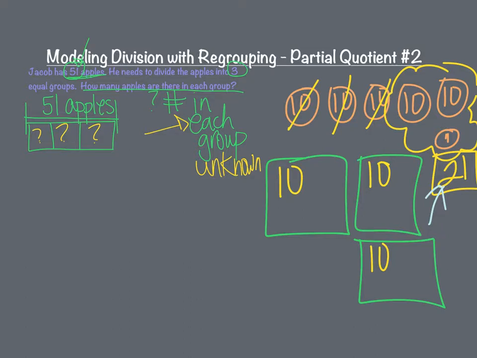The 10 was easy because I had enough 10s to put 1 in each box. But 21, I can't put a 10 and a 10 and then throw this 1 down here. It's not going to work. I have to go back to my multiples, and I know I'm going to use 3 because there were 3 groups. So let's start with our multiples of 3. Let me hear them.